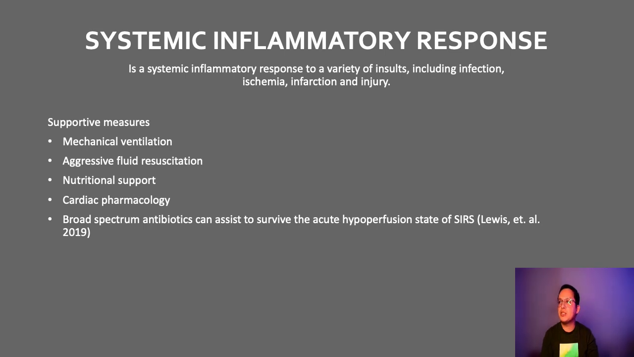Supportive measures for patients with SIRS: mechanical ventilation, to support the heart and the lungs. Aggressive fluid resuscitation to prevent dehydration. Nutritional support like proteins, carbohydrates, and other vitamins, and cardiac pharmacology. And also your broad spectrum antibiotics that can assist the patient to survive the acute hypoperfusion state of SIRS.